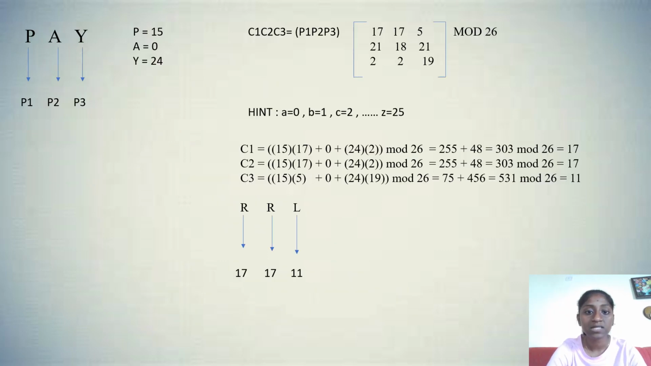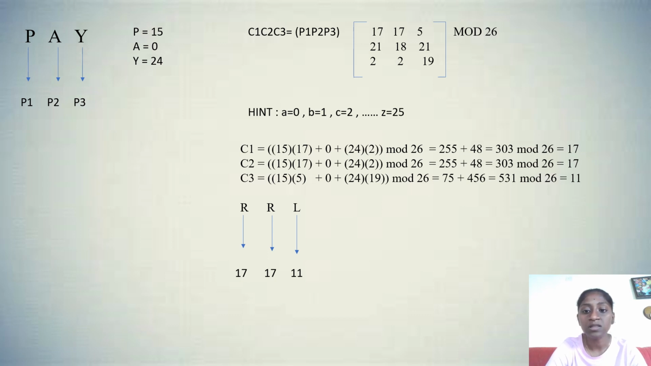Here is a brief explanation about the example. We are solving only for the word pay. P is nothing but P1, A is P2, and Y is P3. P is in the 15th position, A is in position 0, as we usually start with 0, and Y is equal to 24. Here A is equal to 0, B is equal to 1, C is equal to 2 and so on, thereby ending with Z equal to 25.